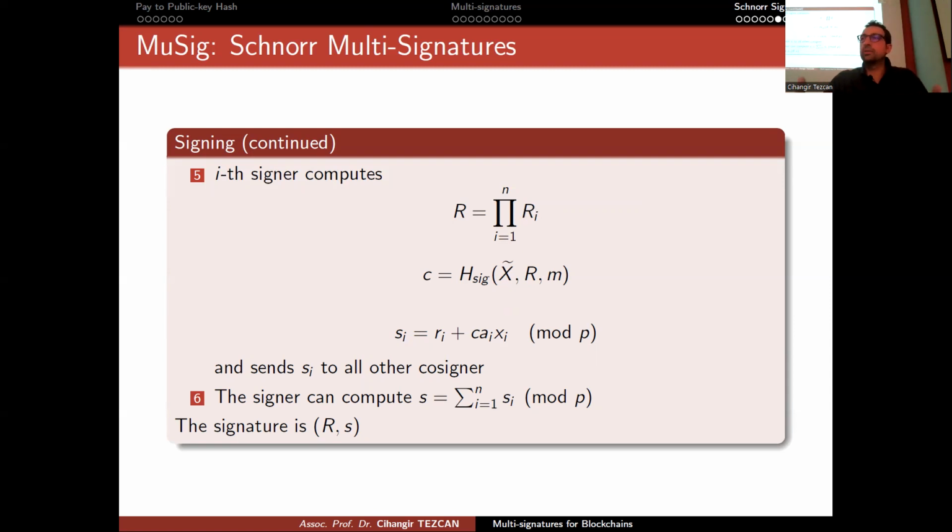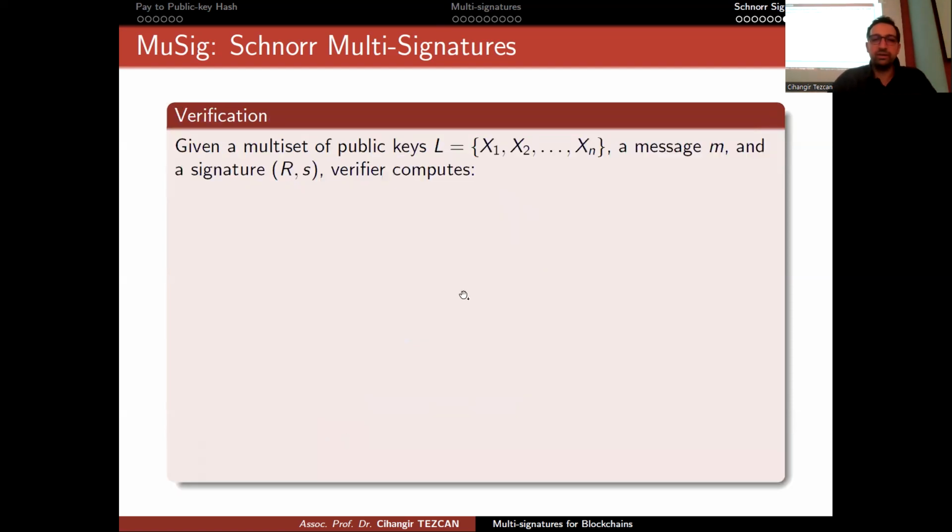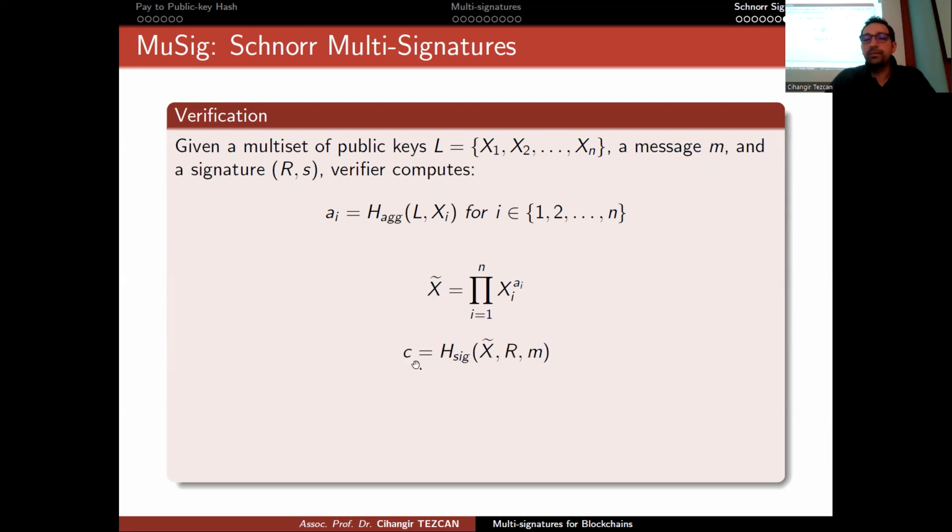So this MuSig algorithm actually introduces this. Verification works as follows. Given a multi-set of public keys L, a message M, and the signature RS, the verifier computes the aggregation hash of all of these again. So the verifier also computes AIs from XI and L. The verifier also computes X tilde, which is the aggregated public key. They also compute C from this input, calculating the hash signature.